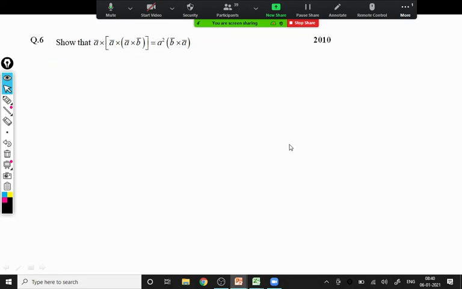Show that A cross of A cross B is A square into B cross A. So obviously, which formula should we use? Vector triple product. You should focus on the square bracket only and apply the vector triple product, and then you can get the required answer.